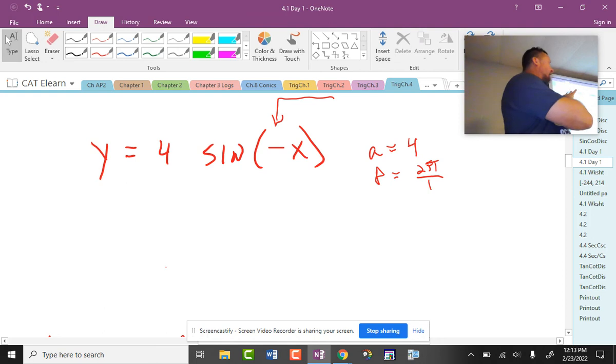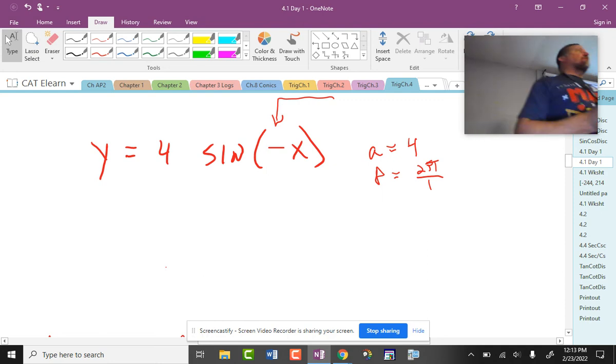Because yet again, the period is still 2 pi over 1. But you do have an A value of 4, which is a stretch of 4. But what does that negative do on the inside? Is that an x-axis reflection or a y-axis reflection? Try to remember this from last semester.